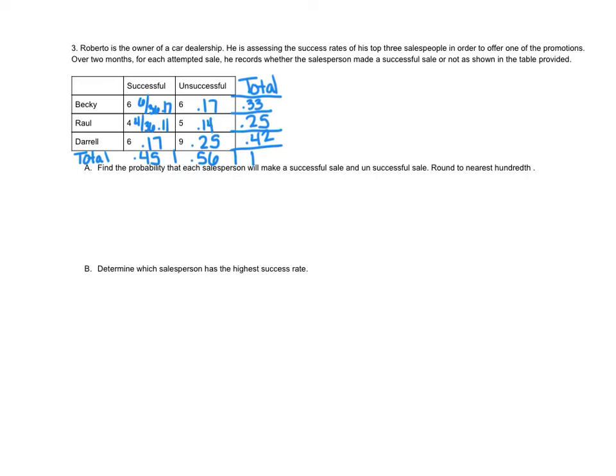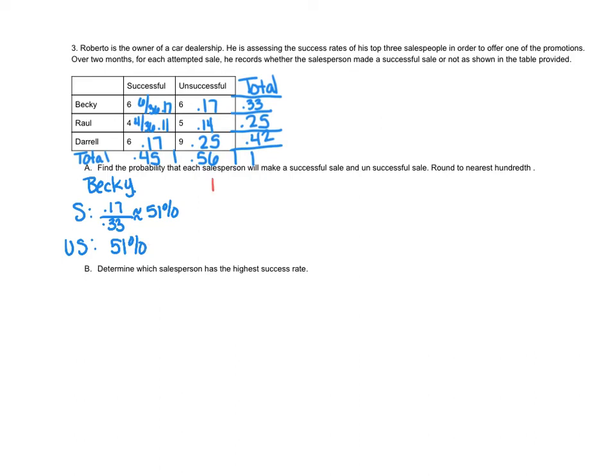So find the probability that each salesperson will make a successful sale and make an unsuccessful sale. Round to the nearest hundredth. All right, so here we go, Becky. We'll go Becky in blue. So for successful, she's 0.17 over 0.33, which is about 51%. And she's going to be the same for unsuccessful. Again, we rounded, so you're going to see the discrepancy here.